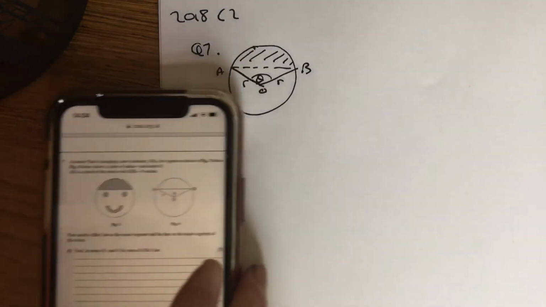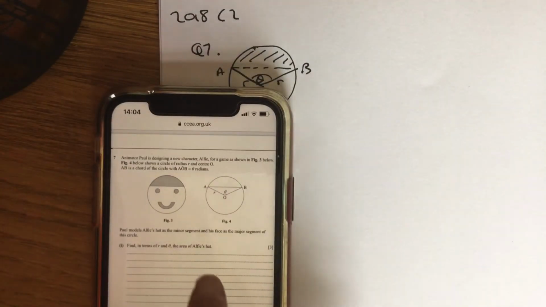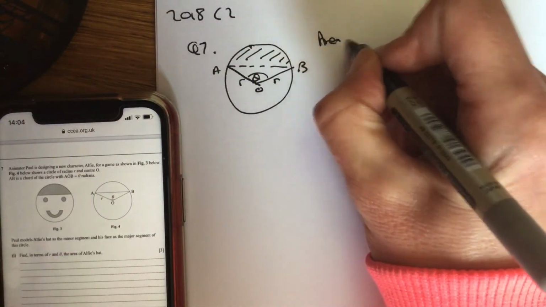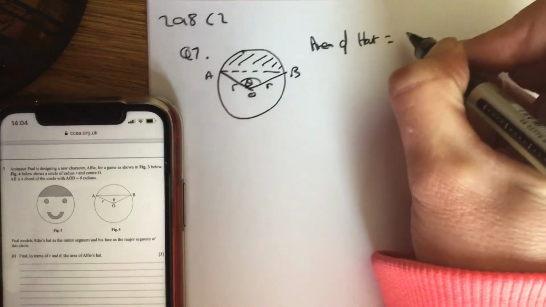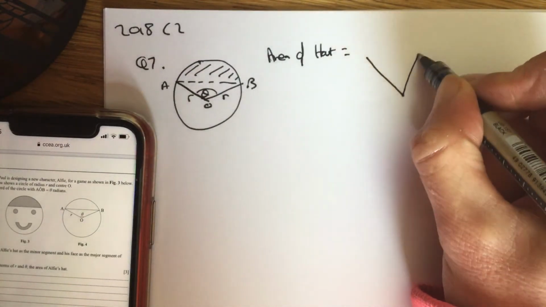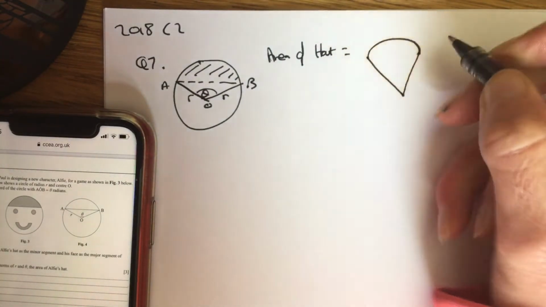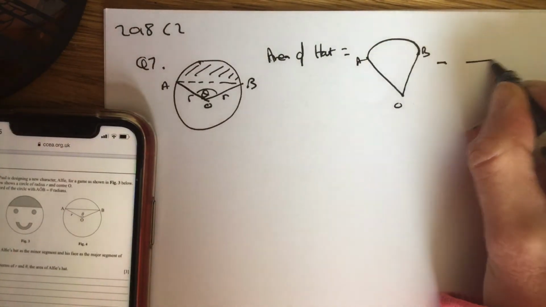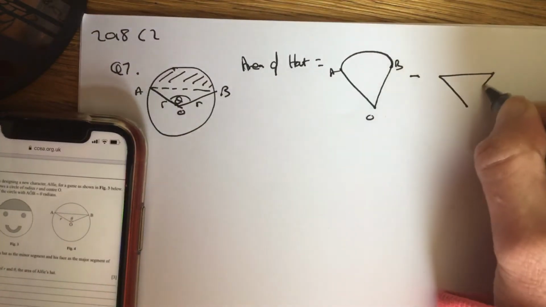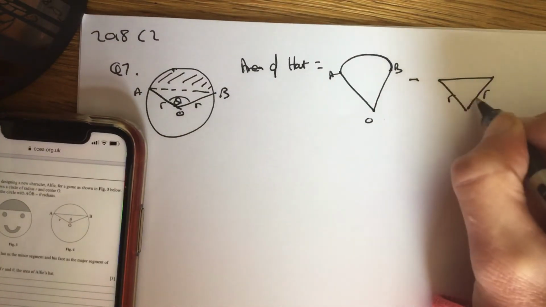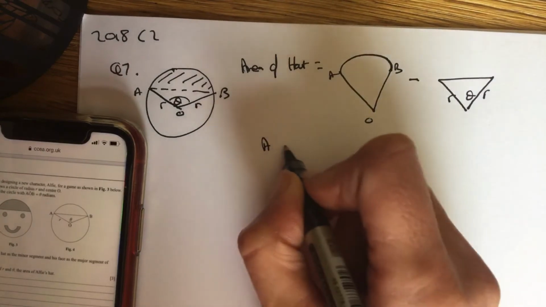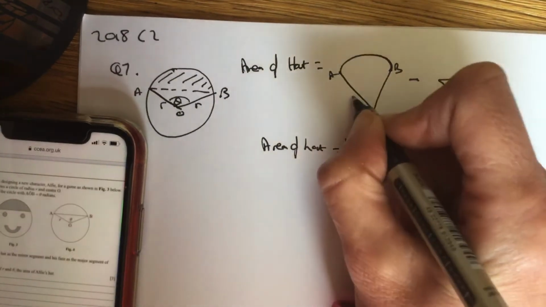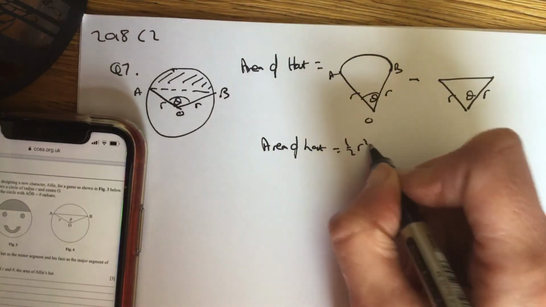Okay. The question is asking, find in terms of r and theta the area of the hat. Now, how do we get the hat? So the area of the hat is basically the sector area, okay, the whole thing, so that's not AB. Take away the triangle, and that will leave you with the hat. So that's R, and theta. So the area of the hat sector is a half r squared theta.